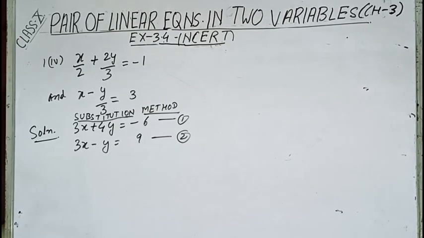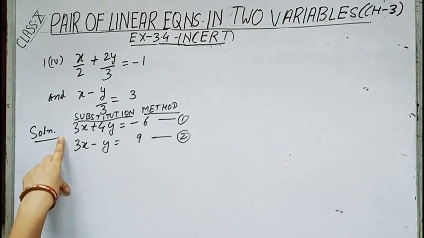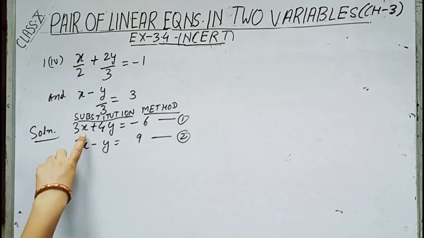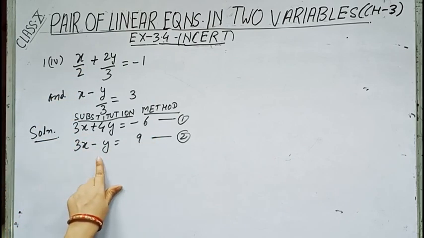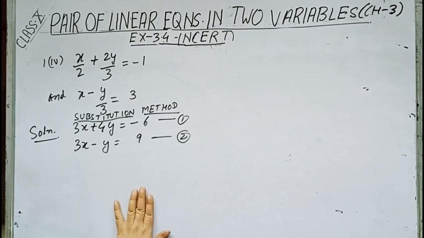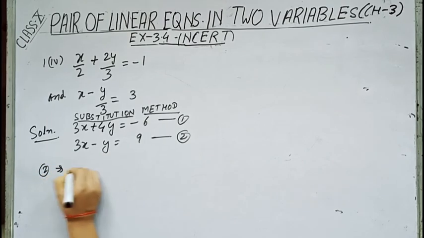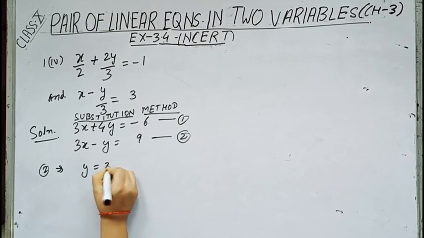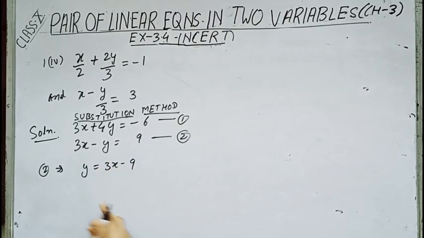Now let us solve the same sum by substitution method. The two equations which we got by simplifying were 3x plus 4y equals minus 6 and 3x minus y equals 9. We have solved this by elimination method. Now let us solve it by substitution method. Now equation 2 implies y equals 3x minus 9. See over here, y was negative, so made positive. 3x, when it goes to that side, will become negative, so made it positive. 9 is positive, so made it negative. I have changed the sign of all three terms.